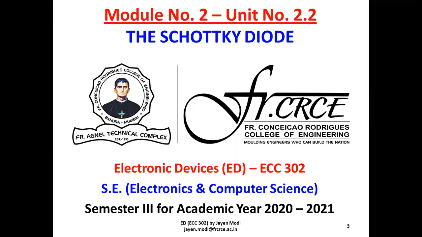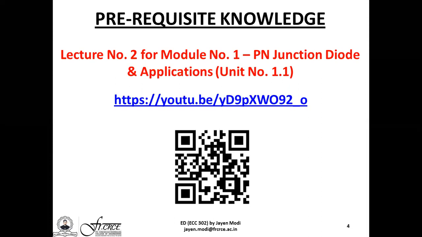Before we go further, the only knowledge required is a very good understanding about the PN junction diode and its operation in the forward bias condition as well as in the reverse bias condition, something which was already covered earlier in lecture number 2 for module number 1. The YouTube lecture video link as well as the QR code that links for the same are as shown.